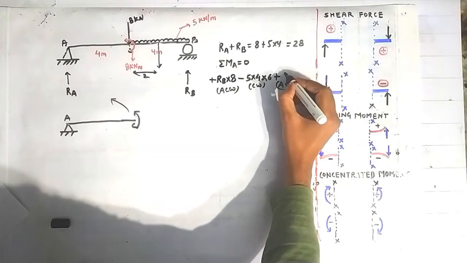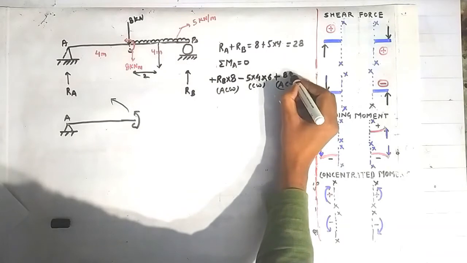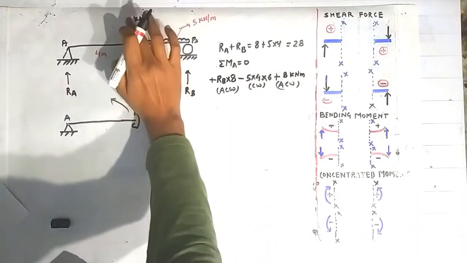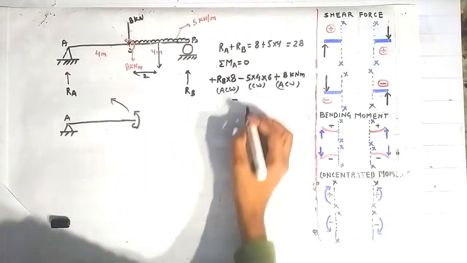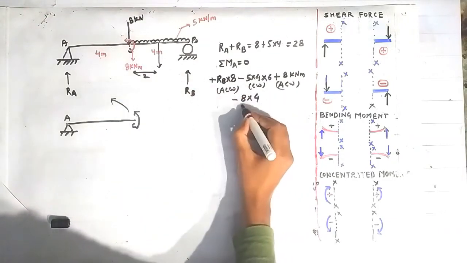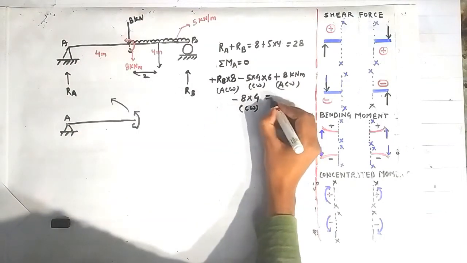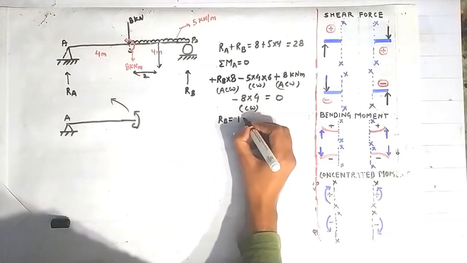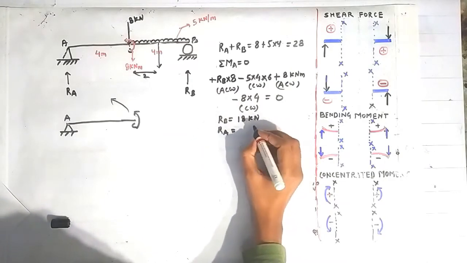So taking positive here the magnitude, what is the magnitude? 8 kN·m. Now friends, see, because of this force of 8 kN, there will be a moment of magnitude how much? Minus 8 into this distance 4, because it will try to rotate the beam about the point A in clockwise direction. So when you equate it to 0, then you can find the value of RB coming to be 18 kN, and the value of RA will come out to be how much? 10 kN.